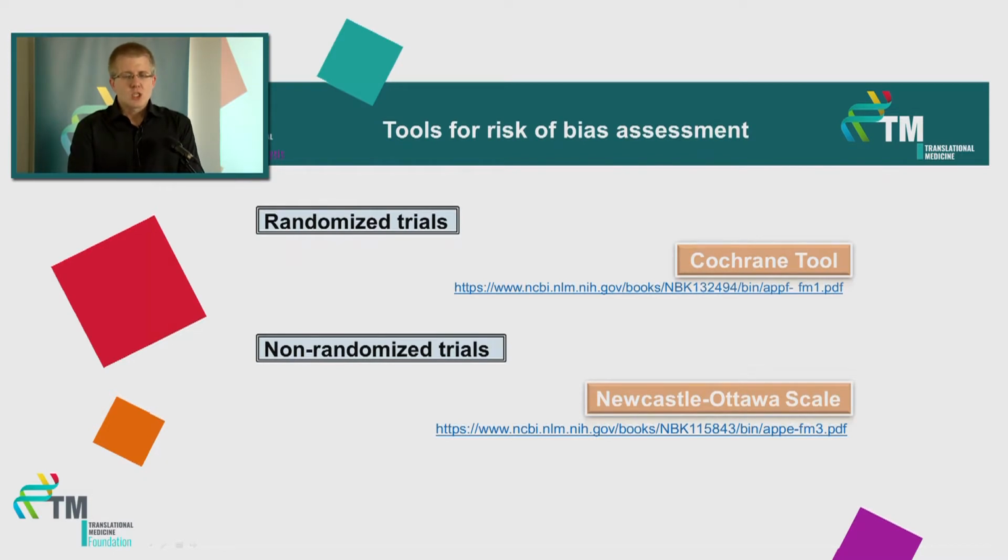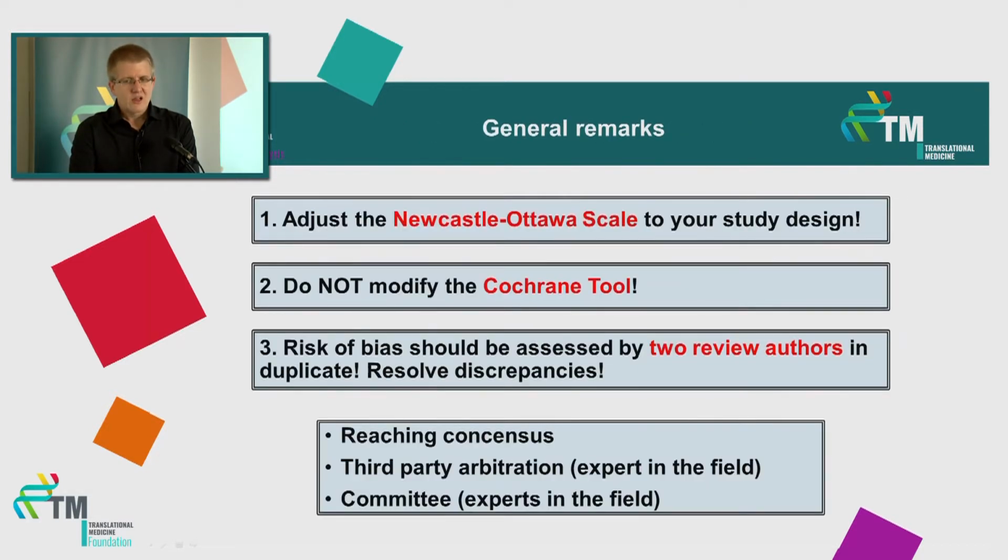To do it, you have tools. The Cochrane tool for randomized studies and the Newcastle-Ottawa Scale for non-randomized studies. You should adjust this tool, but not the Cochrane risk of bias tool, because, well, that's a really good one. The Newcastle-Ottawa Scale should be tailored to your question, because that's a really non-specific one, and that's for observational studies. And as I mentioned, observational studies often suffer from bias.